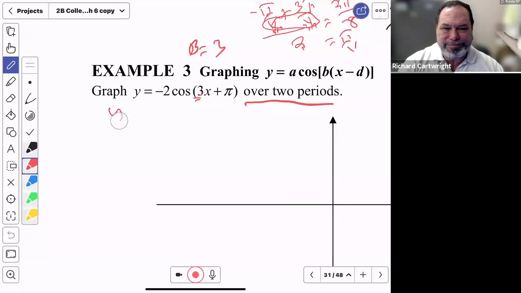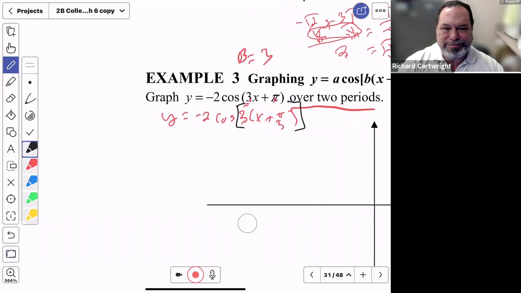So I'm going to rewrite this problem as y equals negative 2 cosine, pull out the 3. When you pull out the 3, 3x divided by 3 is x, plus pi divided by 3 is pi over 3. You have to rewrite it. Now, if you want to put another parenthesis in, feel free. It's okay. The book does that.